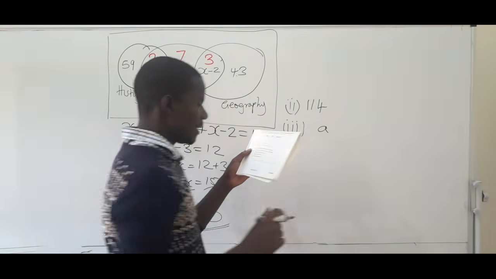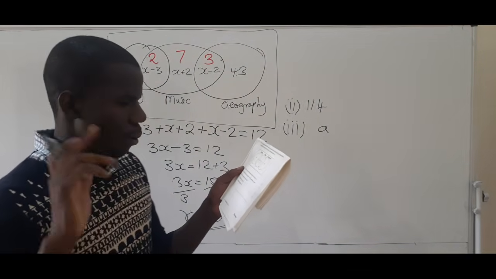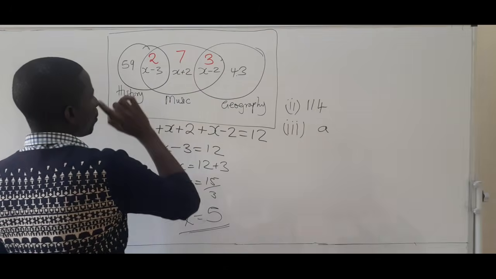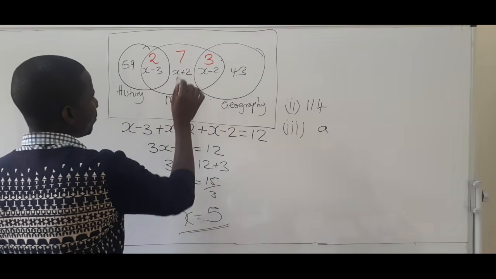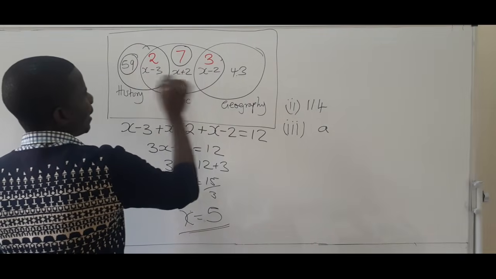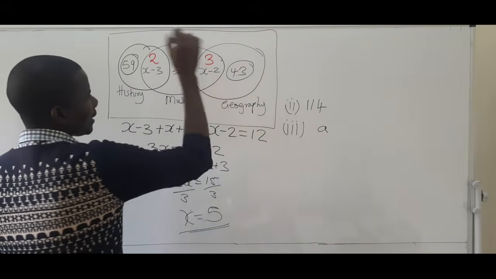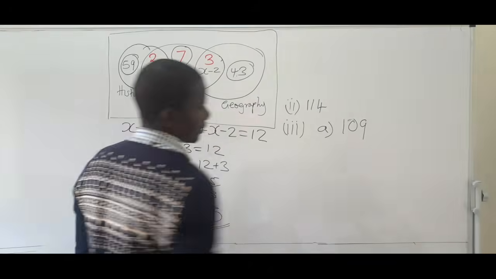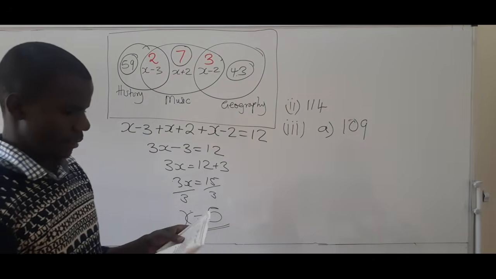3A. Find the number of learners who took one optional subject only. We are looking at this one, as well as this one. So when you add this, what are we getting? We're going to get 109 learners.